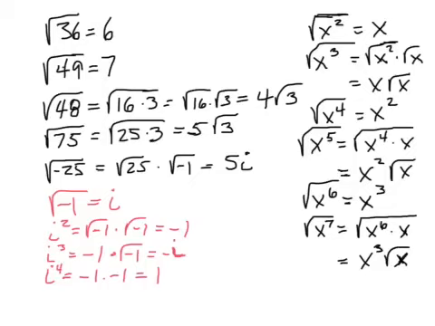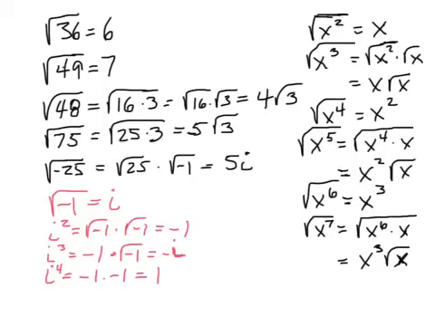The square root of x to the fourth is x squared. Drop down quickly, the square root of x to the sixth is x cubed. So what's happening every time we have an even one? There's no square root sign left. The square root of x to the eighth would be x to the fourth.